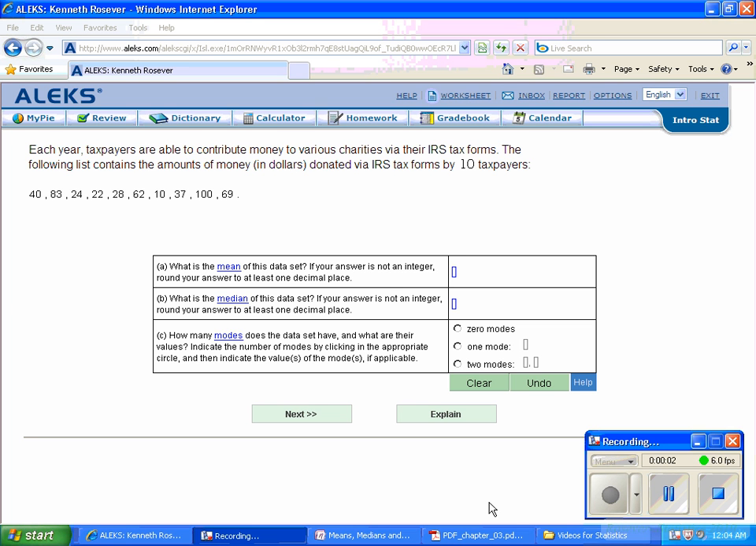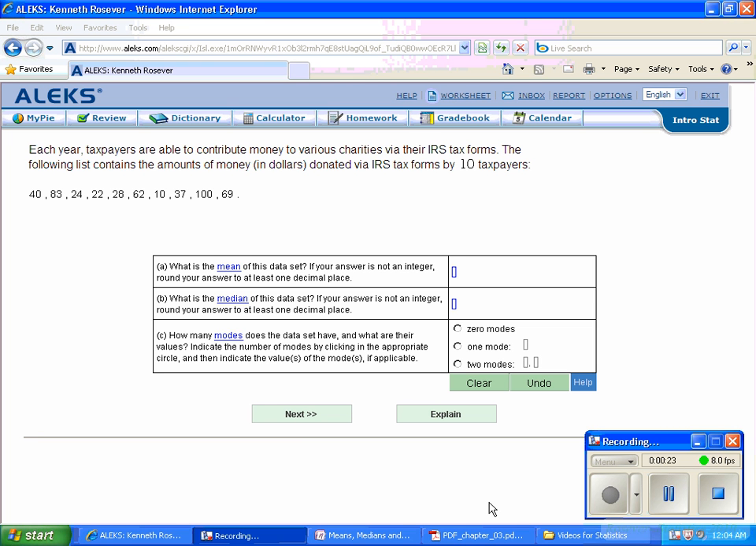Okay, in Alex, you'll be asked to find various measures of central tendency. They include mean, median, and mode. Mean refers to the arithmetic mean, which is also known as the average, which is something you should all know how to compute. The only thing you might not know is how you should round it.